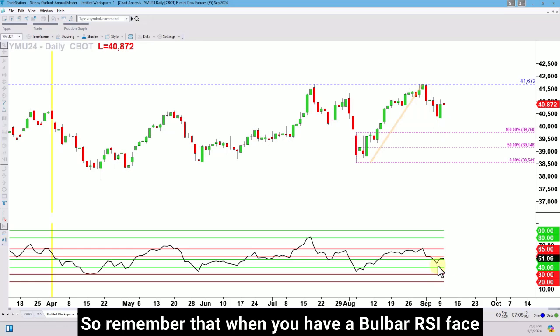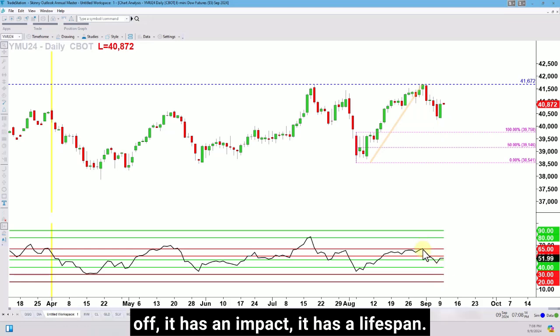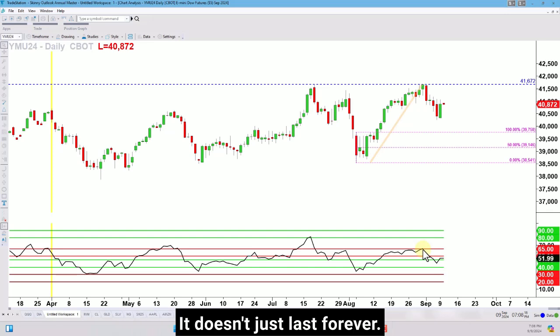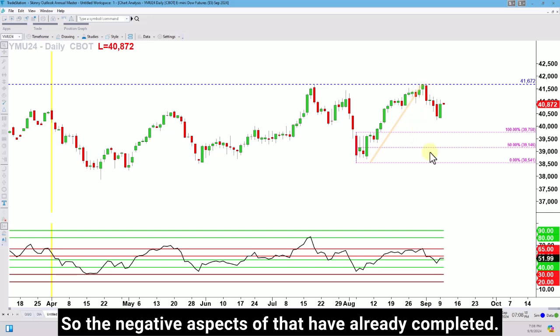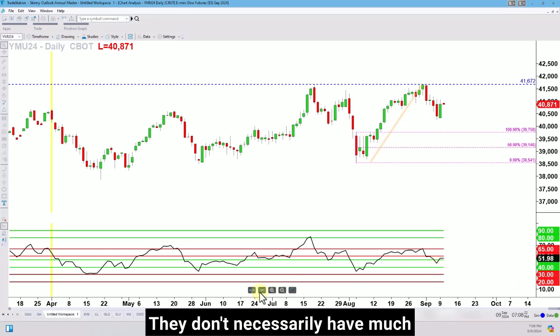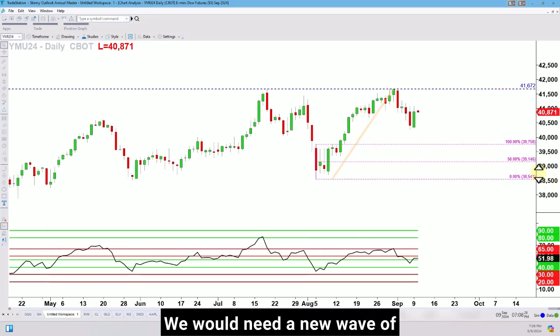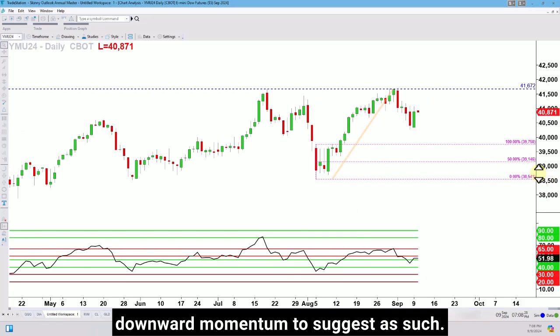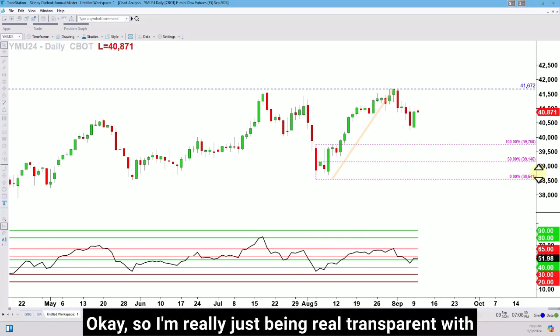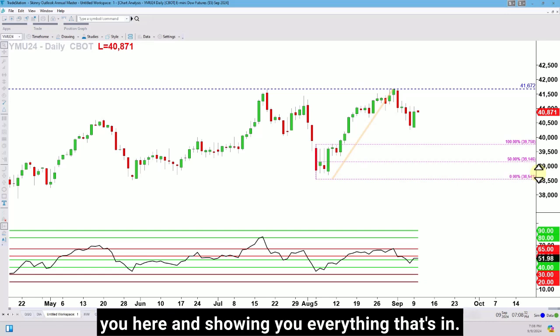So remember that when you have a bull bear RSI face-off, it has an impact, it has a lifespan, it doesn't just last forever. So the negative aspects of that have already completed. They don't necessarily have much more room to the downside. We would need a new wave of downward momentum to suggest as such. Okay, so I'm really just being real transparent with you here and showing you everything that's in.